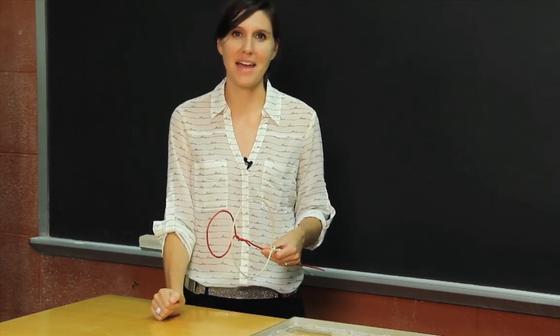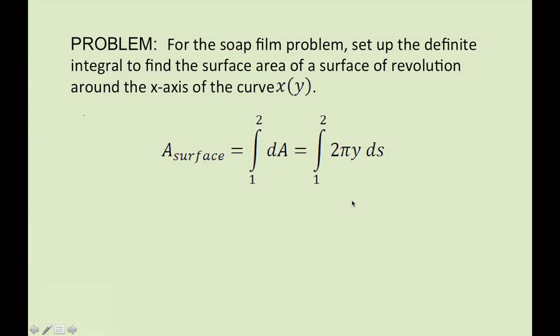Let's go ahead and define this mathematically. For the soap film problem, we want to define the surface area of our surface of revolution. And so we of course are going to need to define a definite integral. In this case, the surface area is just going to be the integral from point 1 to point 2 of dA. And dA, of course, is just equal to the circumference at each point multiplied by the infinitesimal length ds along the curve. Your job is to find an expression for ds and set up this definite integral to find the curve x of y.